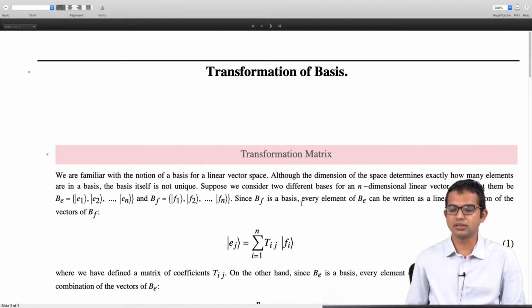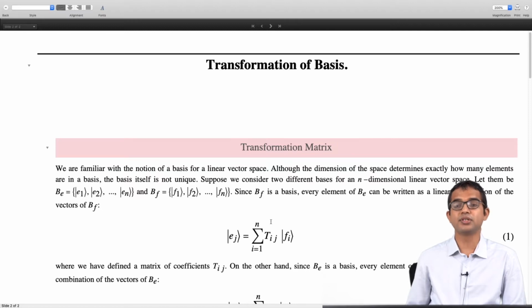Since BF is a basis, every element of BE is a vector which belongs to that space, and so it can be expanded as a linear combination of the vectors of BF. So Ej can be written as the summation over i of Tij Fi. For the jth vector in this basis, you can find the coefficients Tij, and i goes all the way from 1 to n. Here we have defined a matrix of coefficients Tij.